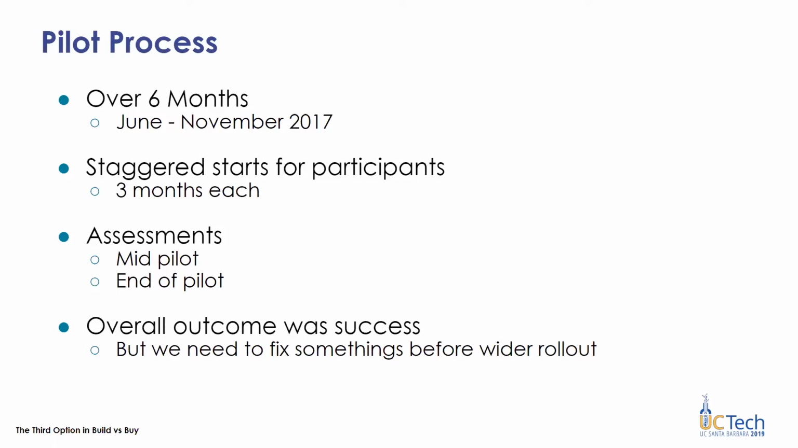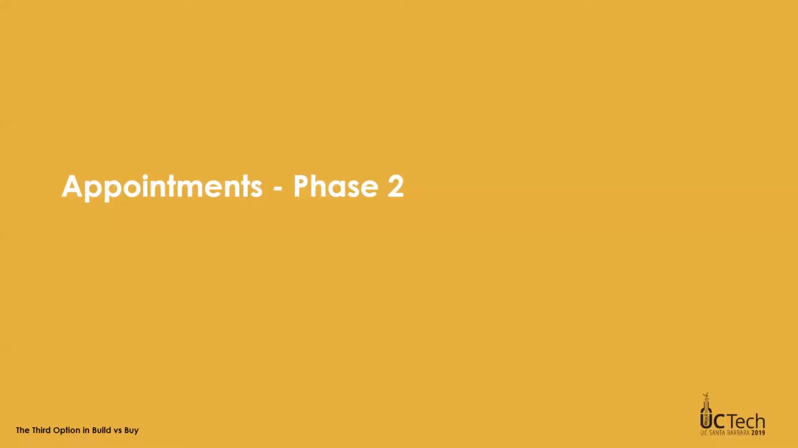We had 3 participants in our pilot, 3 different departments at UC Irvine. They each had a 3-month pilot with staggered starts. During the pilots, we did an assessment in the middle and at the end where we surveyed them, got their feedback about what was working, what wasn't working for them. And the overall outcome, they were happy with it. They thought it was something that could work for them. And all of them are actually still using the system today. However, we did learn there were many things that we needed to fix, which gets us into phase 2 of our process.